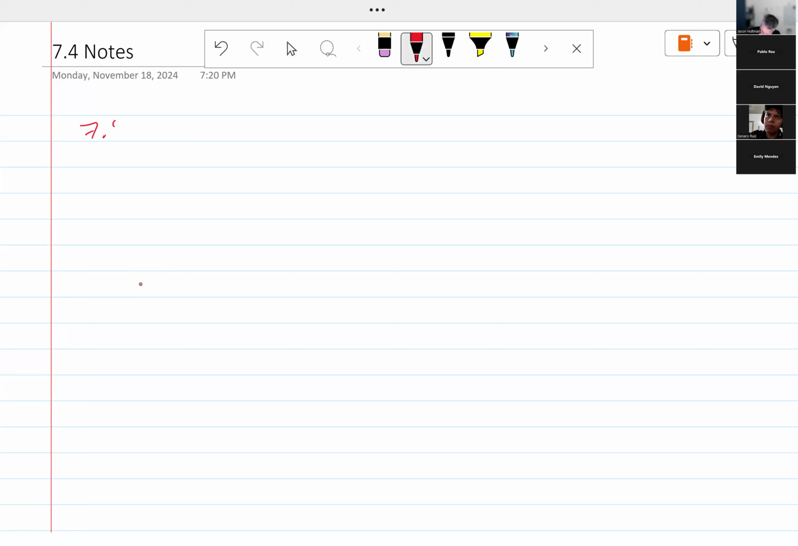Okay, 7.4 is on area and arc length. Okay, area and arc length in polar, and then we'll put in parentheses, parametric, because we're going to talk about the differences between polar and parametric at the end.